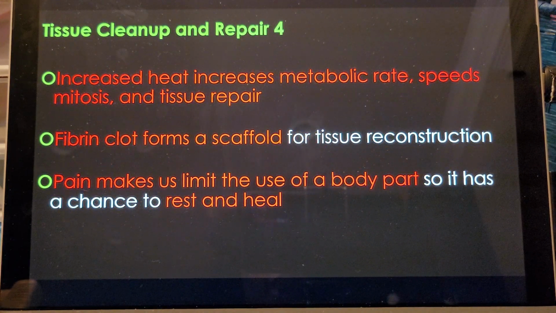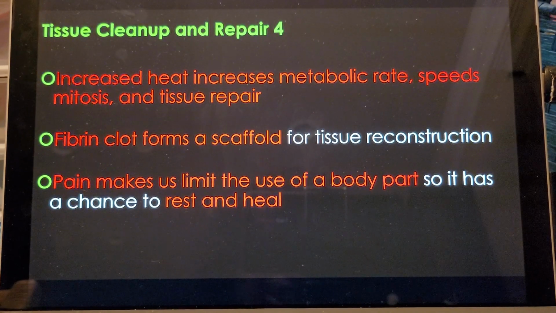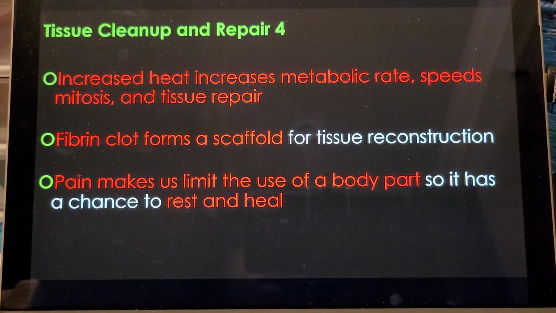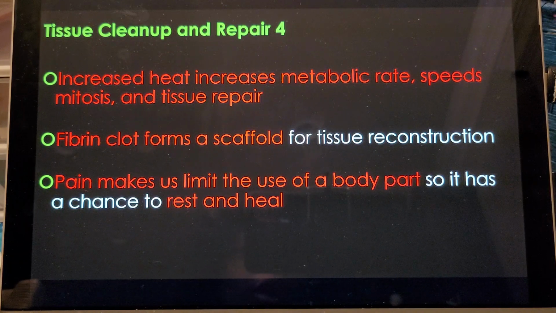Increased heat, so again, extra blood flow to that area, it's warmer. Increased metabolic rate, that's going to speed up repair. The fibrin, that scaffold, actually helps with repair. So that gate that was helping to keep the pathogens in there while it killed off stuff, that gate also works as a scaffold for repair. And there it is. So earlier I was talking about pain. Because that area might be in pain, you will stop moving that body part around and allow it to heal itself.